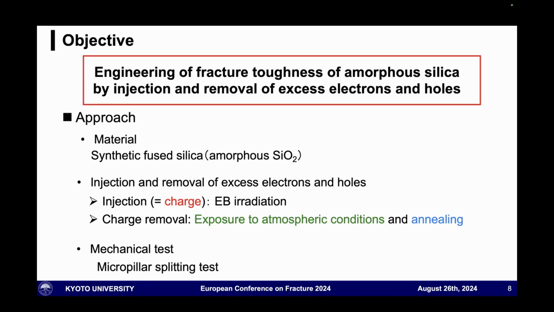So the objective of this study is engineering of fracture toughness of amorphous silica by injection and removal of excess electrons and holes. In order to achieve this objective, we apply these approaches. First, the material is synthetic fused silica. This is amorphous silica. Second, EB irradiation is applied to inject excess electrons and holes. And the injected excess electrons and holes are removed by exposure to atmospheric conditions and annealing. Finally, micropillar splitting tests were conducted.